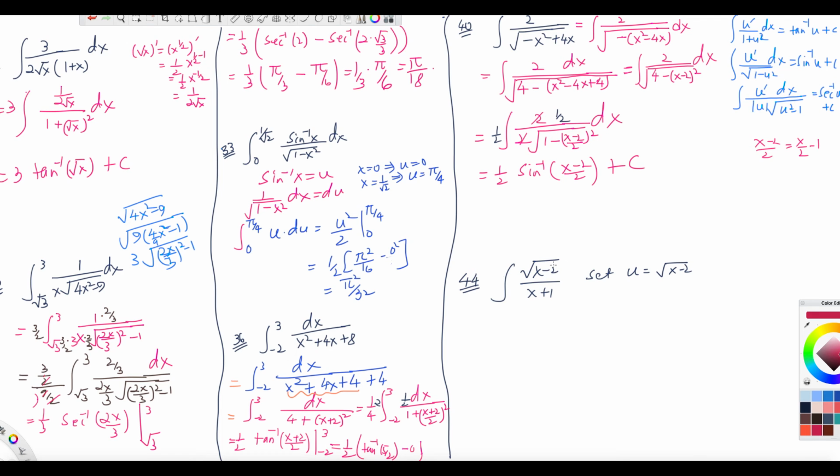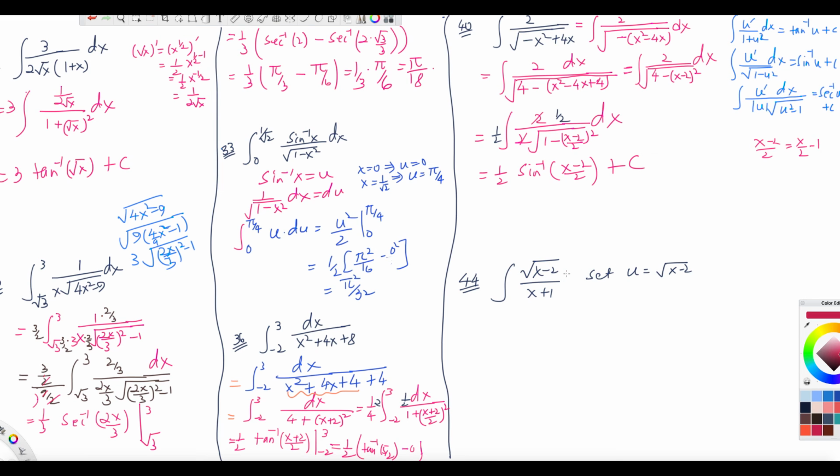And the very last problem for this section is the integral of root under x minus 2 over x plus 1, and the hint is given in the book. It says set u equals root under x minus 2. That's the hint given there, okay. Set u equals root under x minus 2. Then if you square it, what do you get?